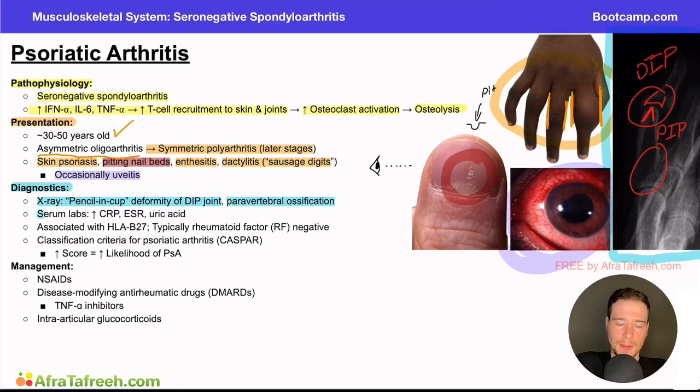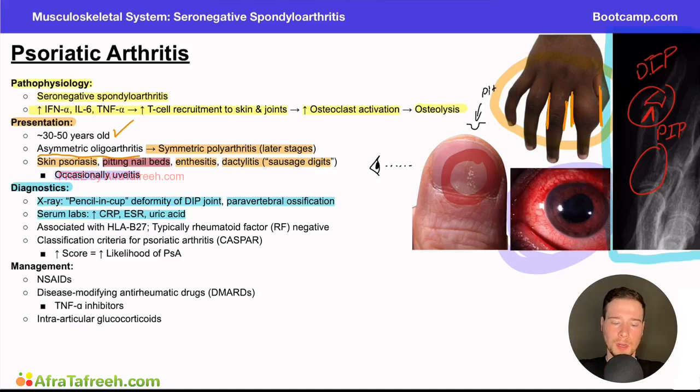When we think about the labs, you're going to have increased CRP and ESR in addition to uric acid. Increased CRP and ESR are inflammatory markers in the body. And we said from the pathophysiology here, right, drawing this all together, this is an inflammatory condition. So it makes sense that these molecules are going to lead to increased inflammation in the body, and thus we can see them in the serum markers in the ESR and CRP.